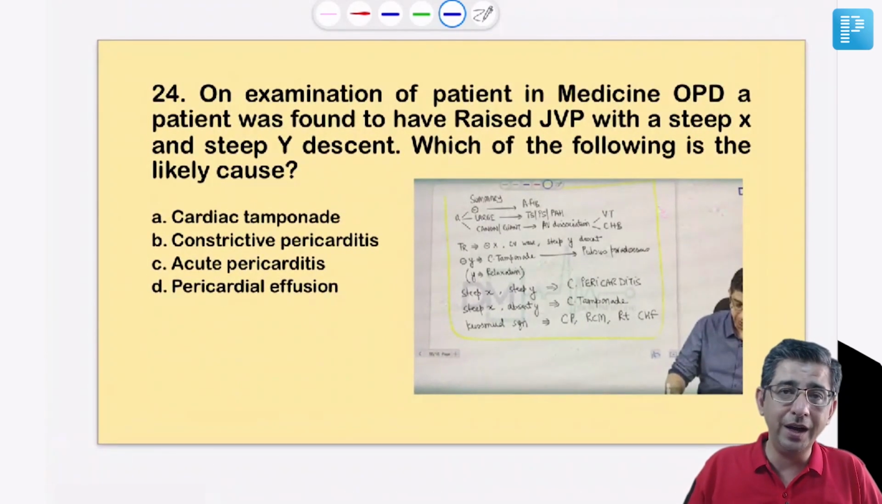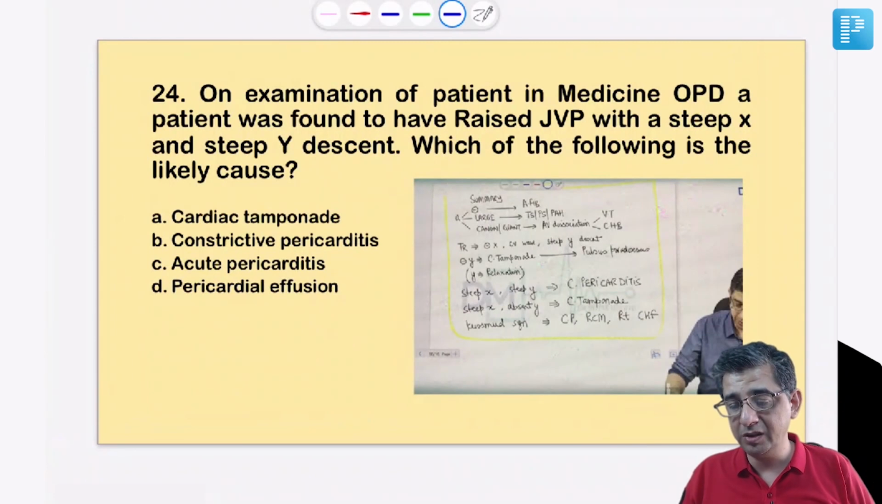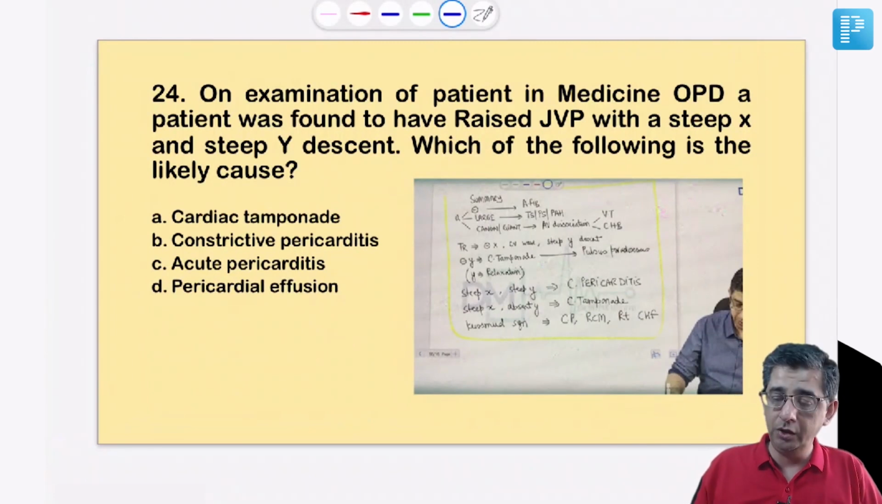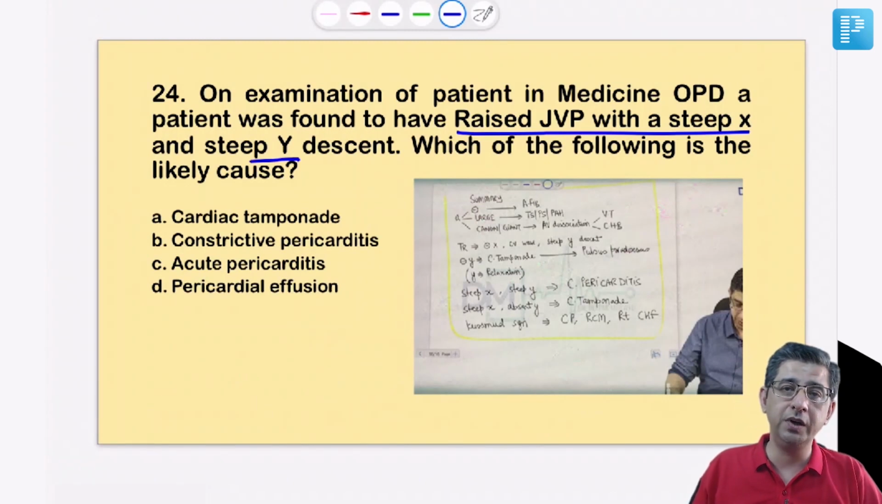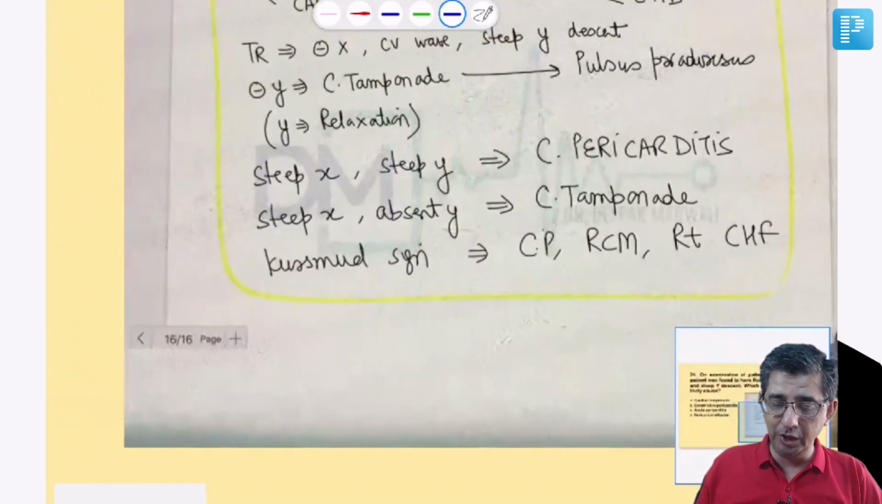Now this is the standard aspect which is always asked in general medicine with respect to the JVP, and the key word of this question would be that the patient is having raised JVP with a steep X and a steep Y. I mean, this has always been asked in your FMGE exam, steep X and absent Y and steep X and steep Y. I'll just zoom it in for you. I mean, these are two statements.